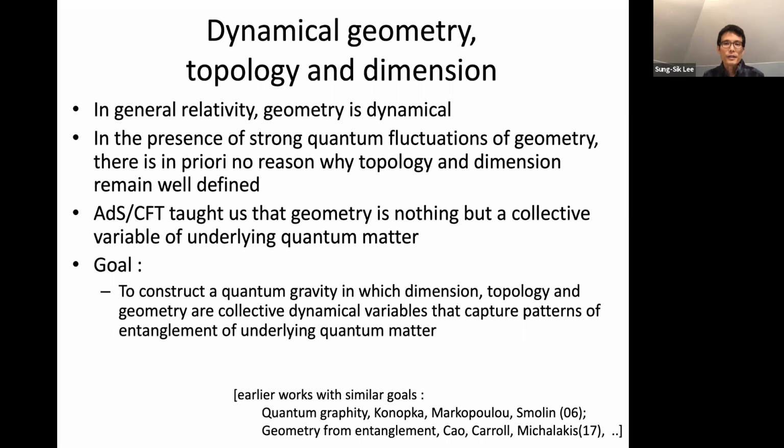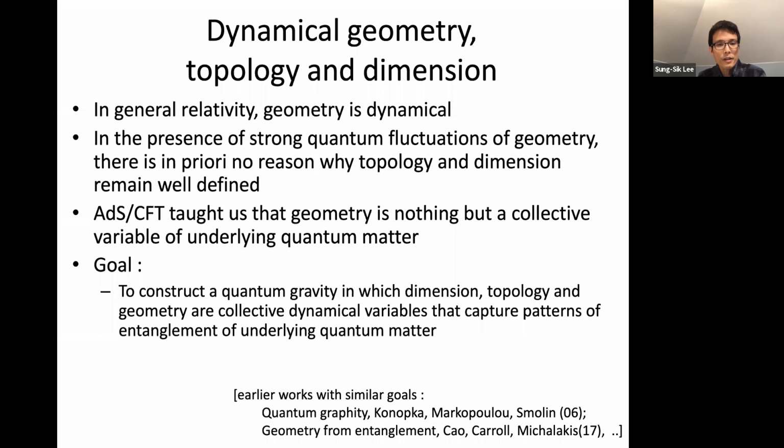So in general relativity, we learn that geometry is dynamical. That is the origin of gravity. Now, in the realm of quantum gravity, if there are quantum fluctuations of geometry, then presumably there's no well-defined notion of topology and dimension either. So therefore, we may want to think about a theory of quantum gravity where not only geometry, but also topology and dimension are dynamical.